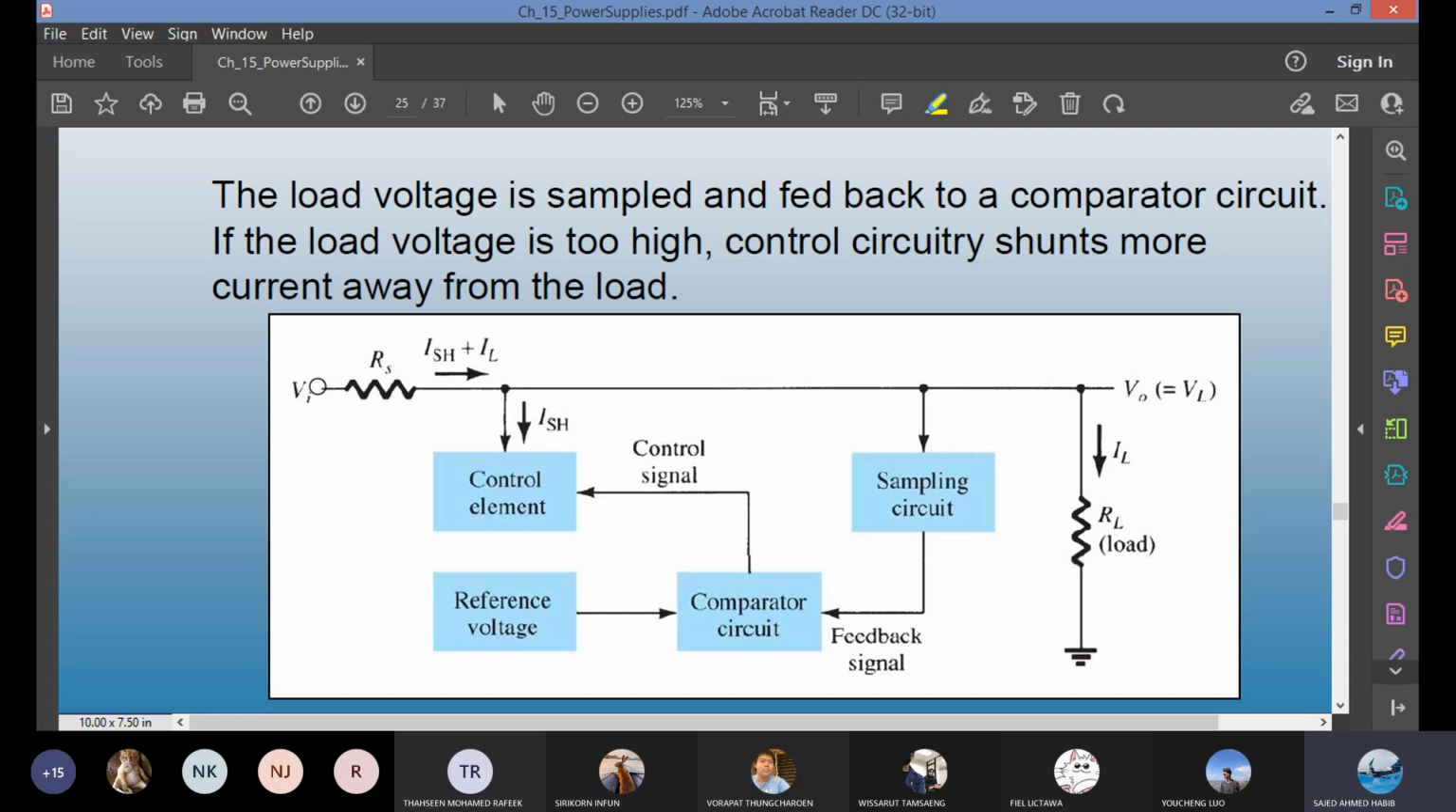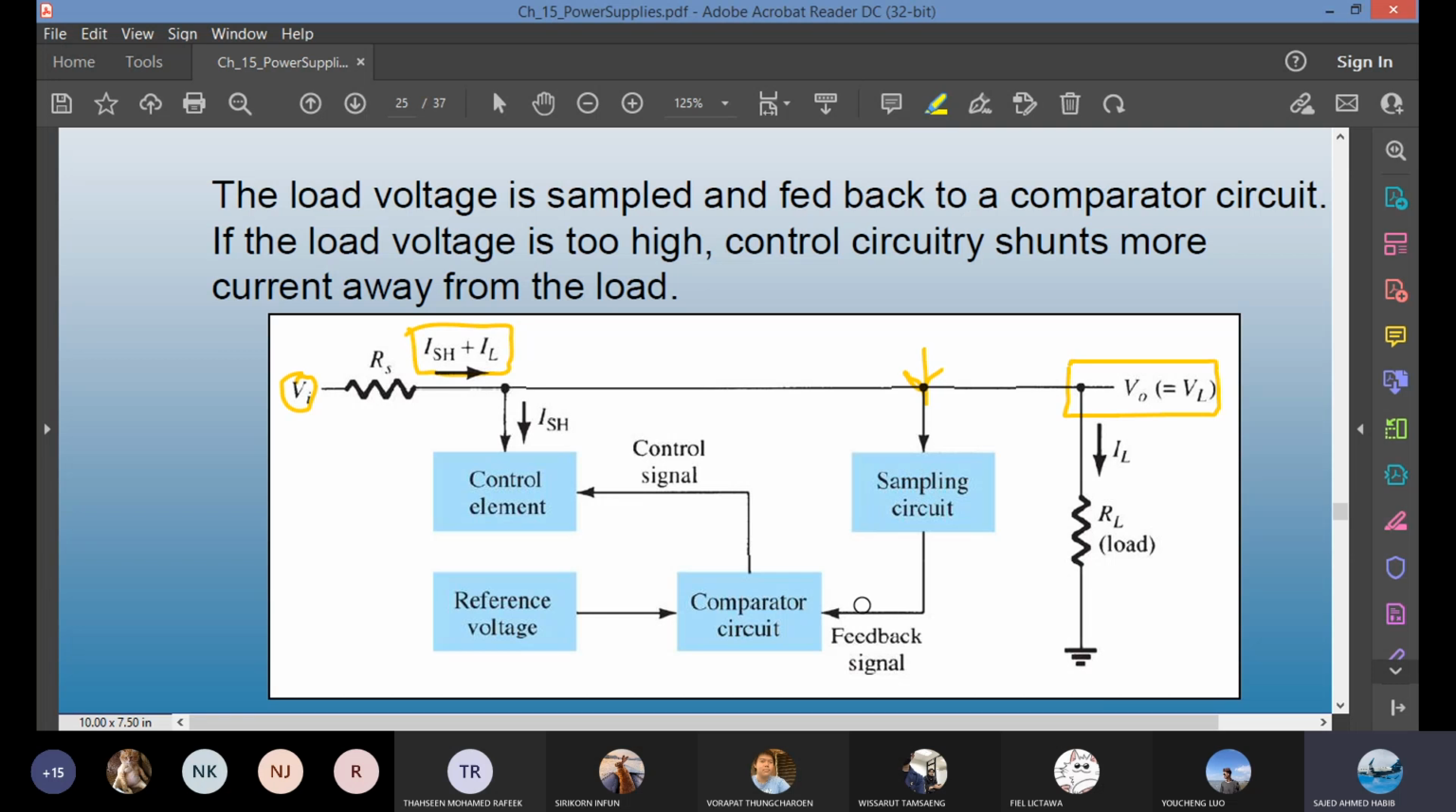So here is your input voltage, Vi. You have a series resistor. Passing through this series resistor is a total current, load current, and any bypass current, shunt current. On the output side, the output voltage is connected to a load resistor and ground. This portion is the output voltage that is sampled.